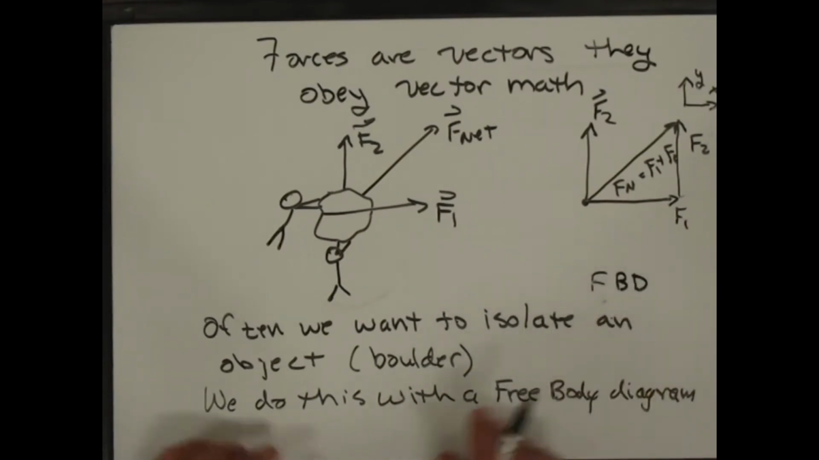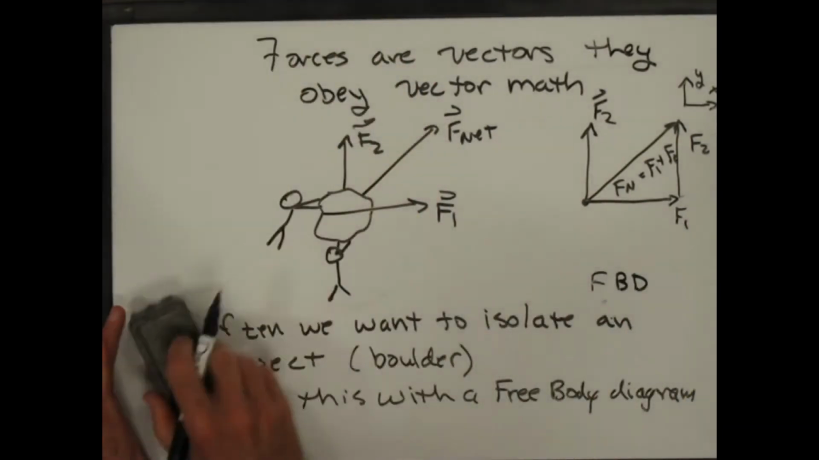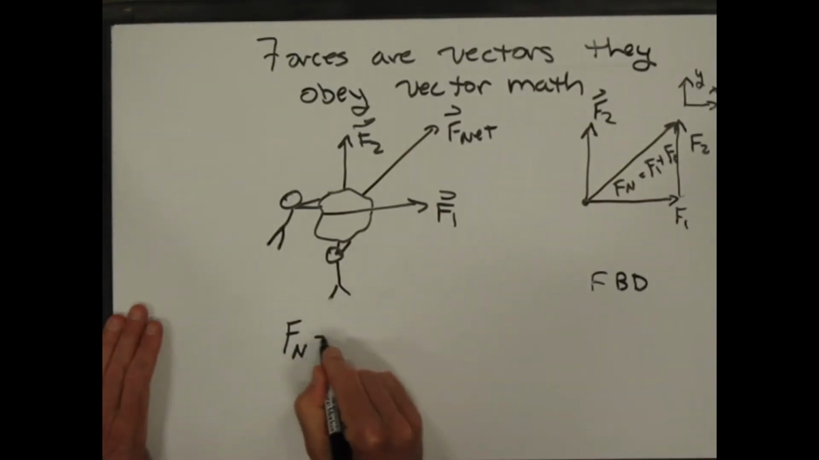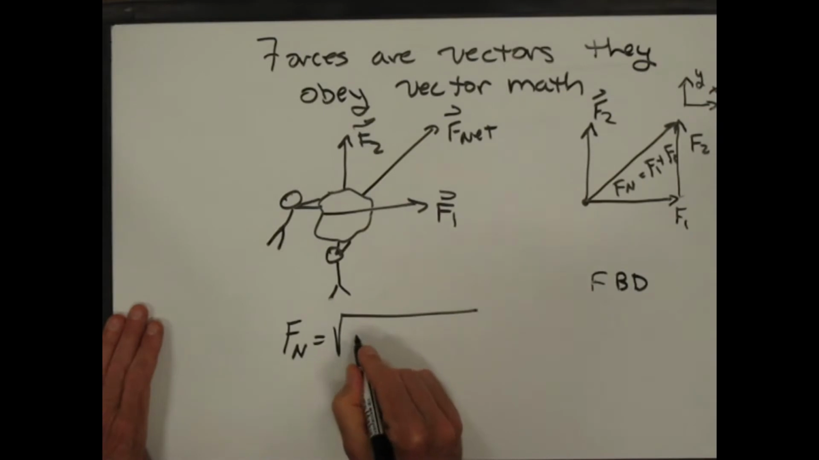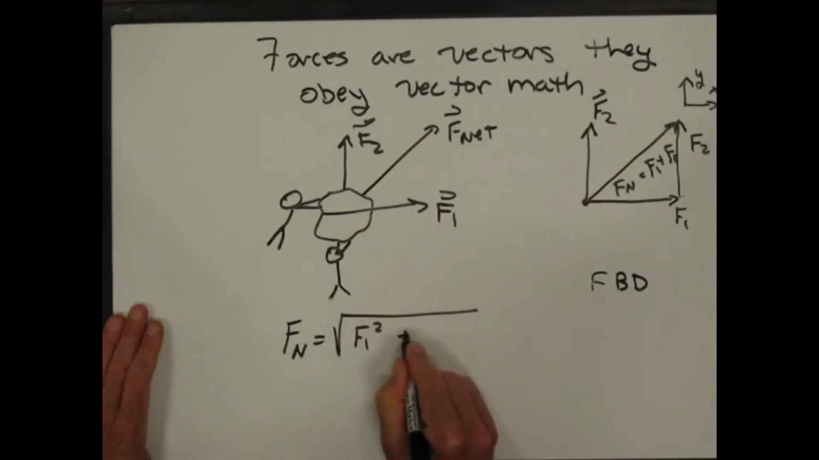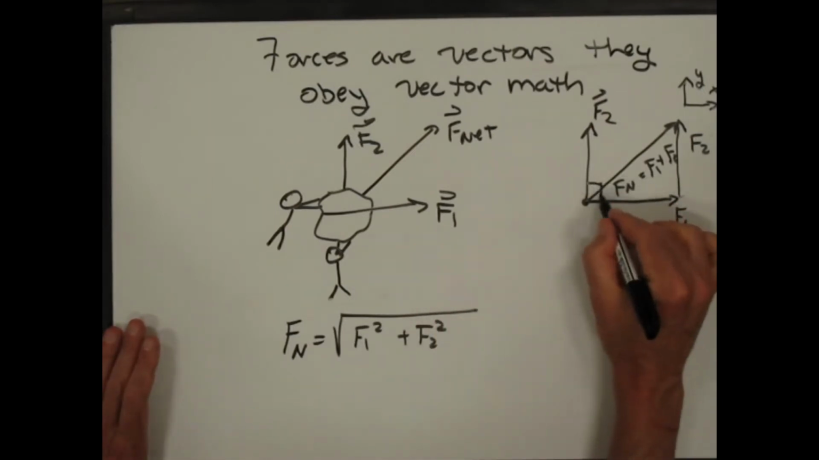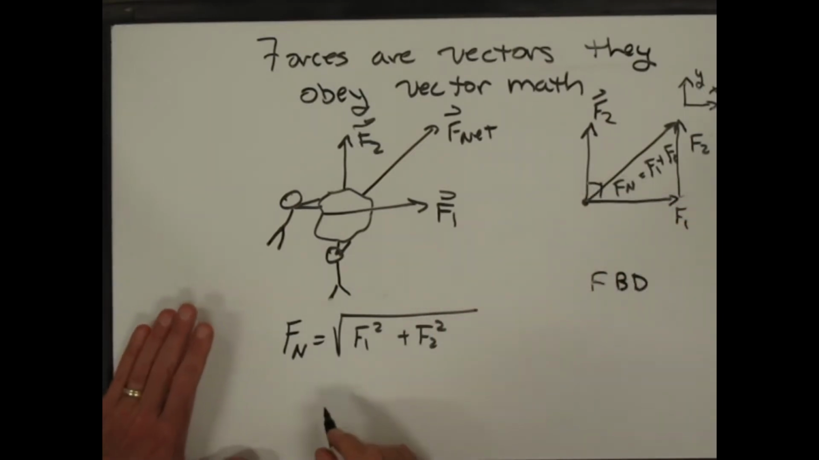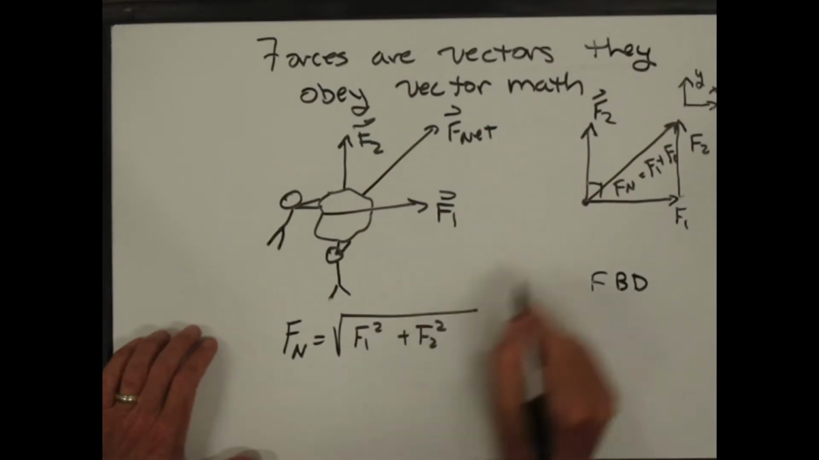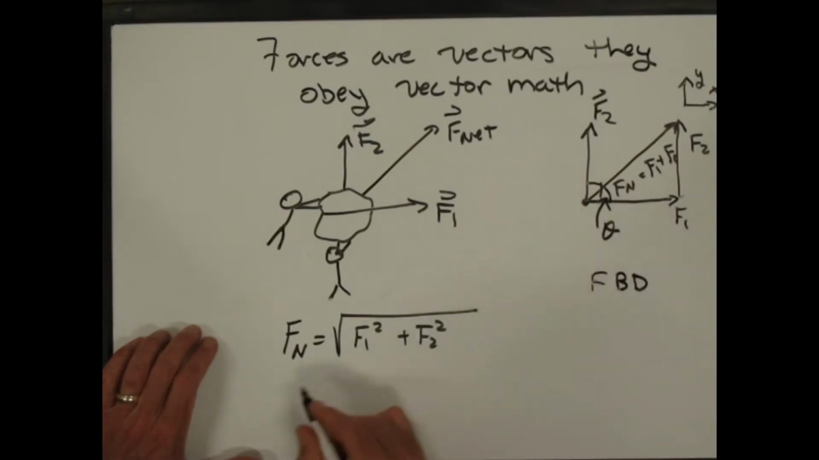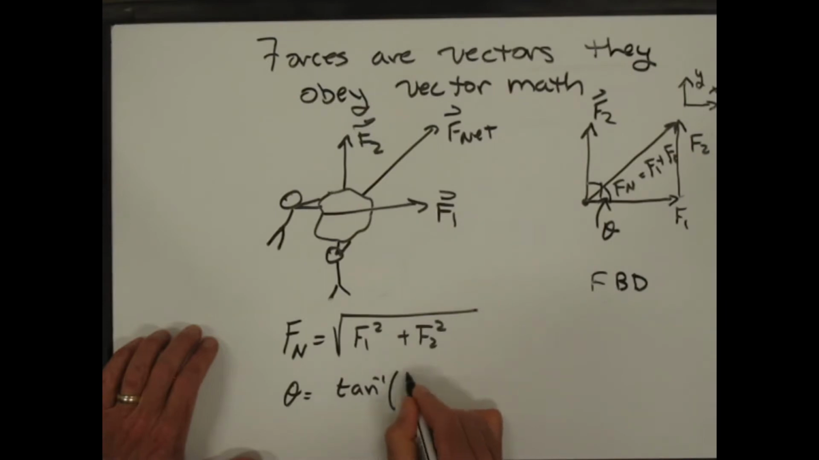And so in this problem, if I wanted to just erase this down here, I would say F net is equal to the square root of F1 squared plus F2 squared, assuming they're at right angles. I was kind of drawing them that way. And then if I want to call this angle theta, I would say theta is equal to tan inverse of F2 over F1.